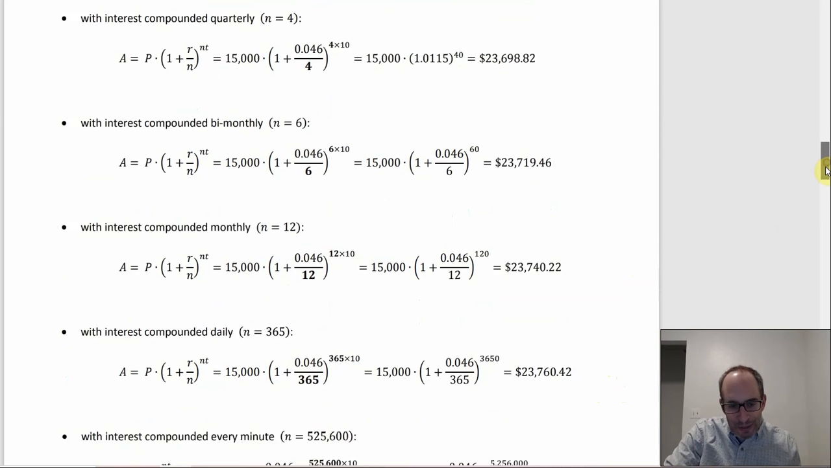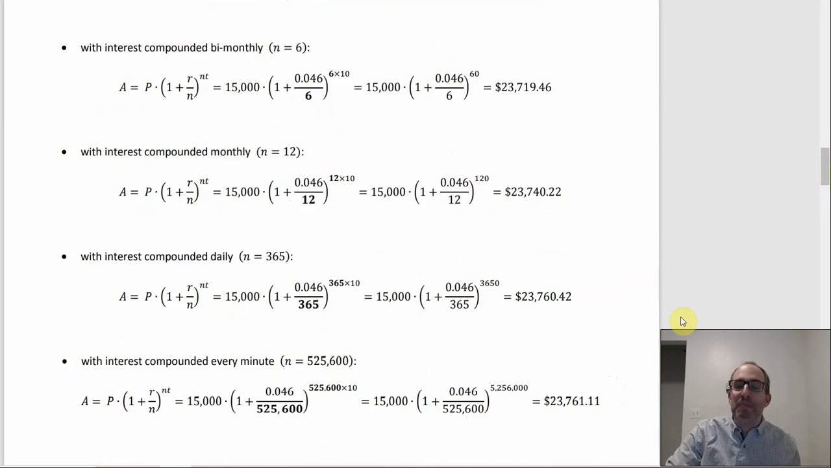And then I think I did it for every minute. So you could do an hourly if you wanted, like the number of hours in a year. That's not that hard to compute, right? It's just 365 times 24. And then you could do it every minute. You could do it every second. You could do it every 100th of a second. You could keep going if you want. But look at how small the difference is between daily and every minute. It's not even $1. So after a while, it keeps going up, but it doesn't really go up by that much anymore.